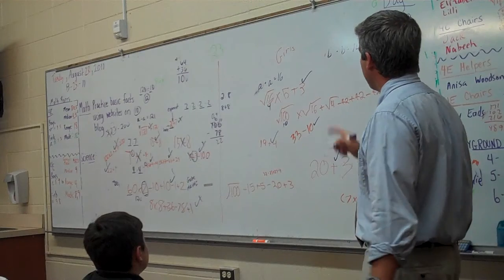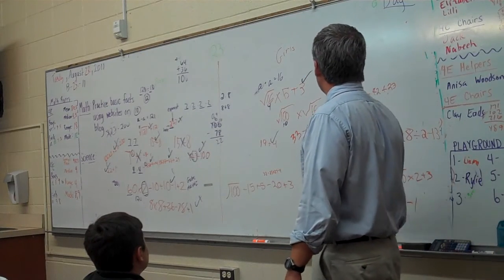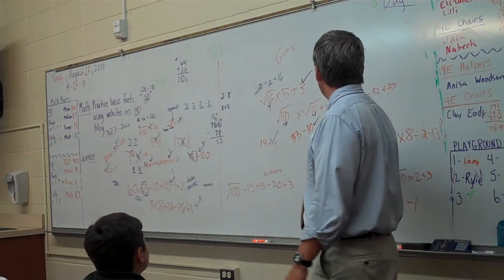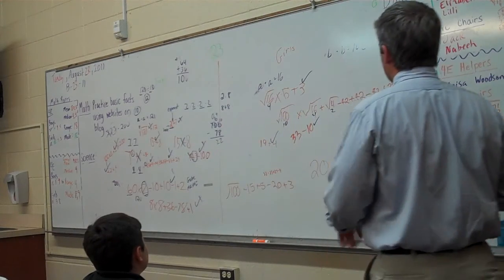Then we have 16. Well, we just did that one, so that's 4. And we have the square root of 4. What number times itself, Julia, equals 4? 2. So we have all of our first step done.